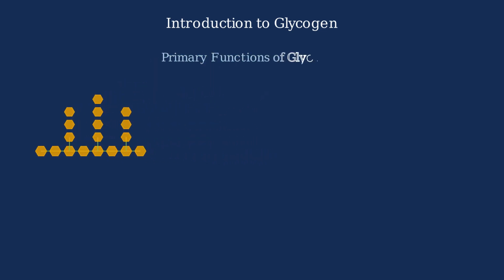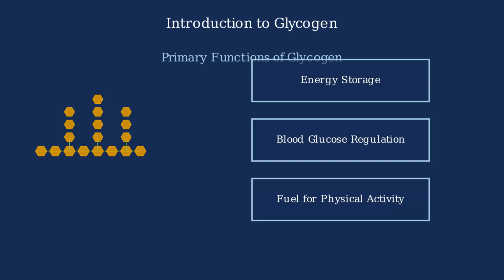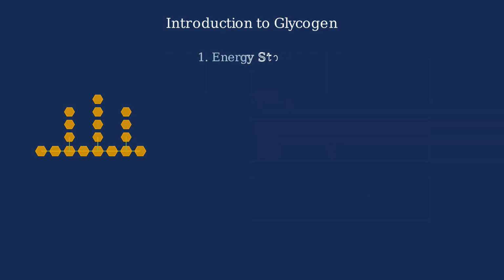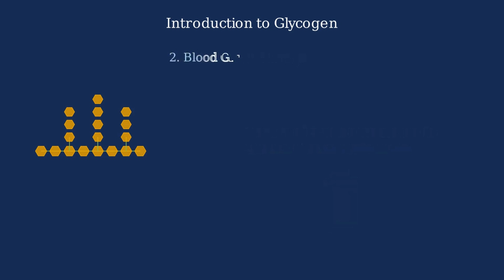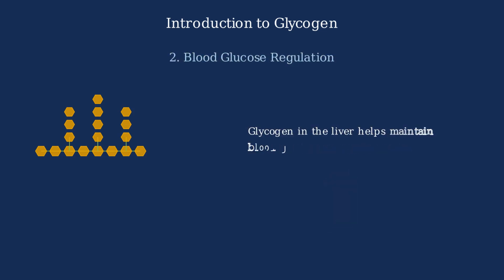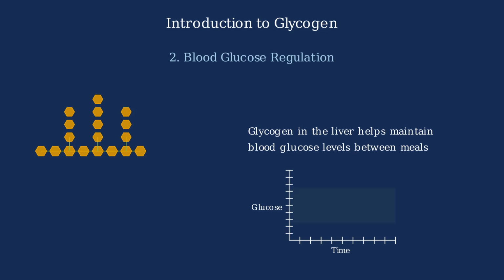Glycogen serves three primary functions in the body. First, glycogen acts as an efficient energy storage system. The body converts excess glucose into glycogen for storage, similar to charging a battery for later use. Second, glycogen plays a crucial role in regulating blood glucose levels. When blood sugar drops between meals, the liver breaks down glycogen to release glucose, maintaining steady levels in the bloodstream.